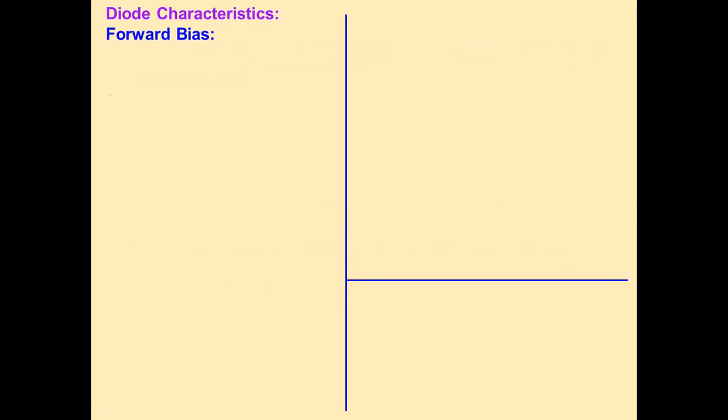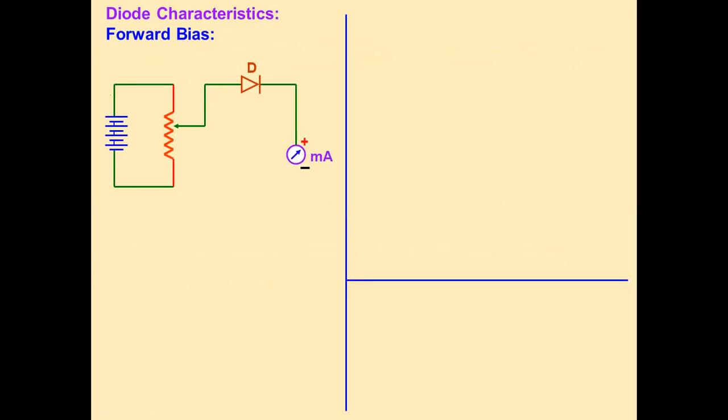So we'll see the IV characteristics of the PN junction diode in forward biasing and in reverse biasing. In case of forward biasing, here the PN junction diode is connected with a rheostat or a variable potential source, and a milliammeter is connected for the measurement of current. Then the voltage applied across the PN junction is measured by using this voltmeter.